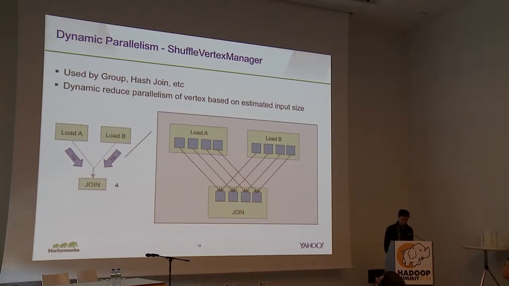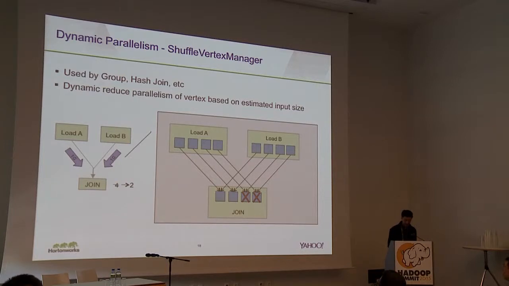In this scenario, we initially set the parallelism to 4 for the join vertex. When the join vertex is about to start, we find the actual data coming out of A and B is less than we estimated. So we will only need parallelism 2 according to our policy. So Shuffle Vertex Manager will get this notification and decide to change the parallelism. So we eliminate task 3 and 4.